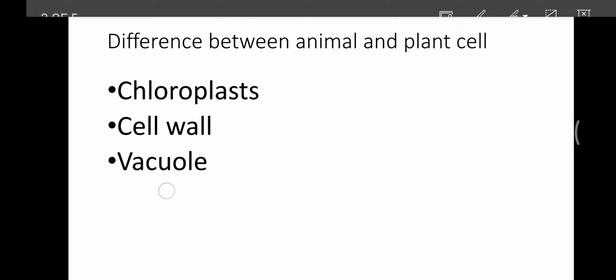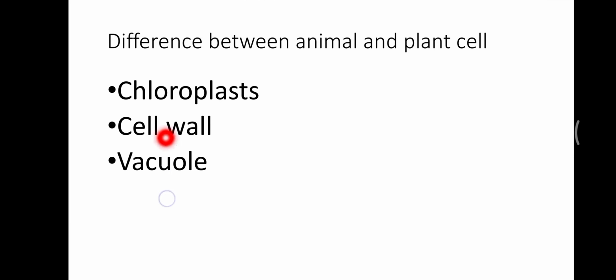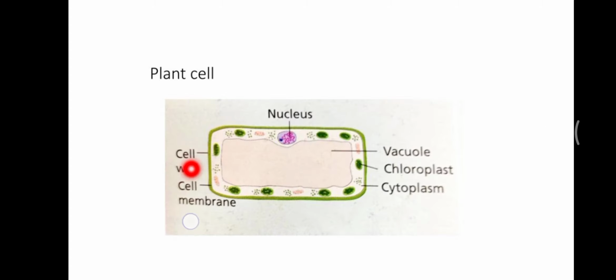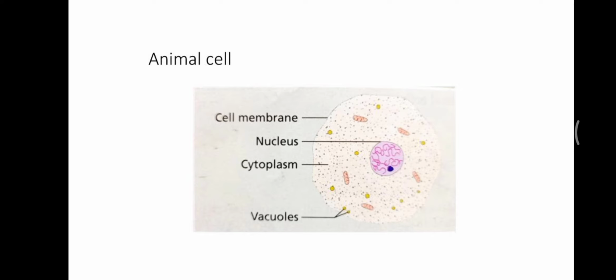Now students, the second structure is the cell wall. We all know that the cell wall is the outer, strong and stiff boundary of a cell which maintains the shape of the cell. Here you can observe that the cell wall is present in plants. It is a strong and stiff structure which supports a plant cell and gives it a regular shape. In plants, this cell wall is made up of cellulose. But in the animal cell you can observe there is no cell wall present.